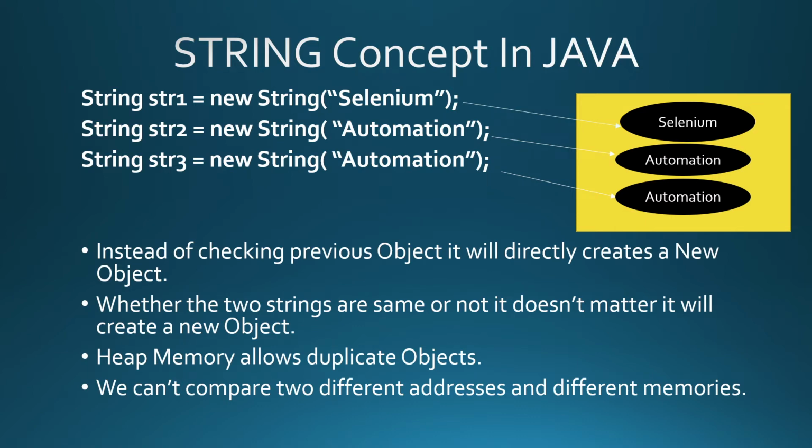We can't compare two different addresses and two different memories at a time. With the string new keyword, we are not able to compare two different addresses and two different memories. Whether the two strings are the same or not doesn't matter, it will create a new object, which means that creating a string with the new keyword allows duplicate objects. But the string constant pool area does not allow duplicate objects. If you create a duplicate object, it will always point to the previous reference only. That is about how we can create a string with the help of the new keyword.